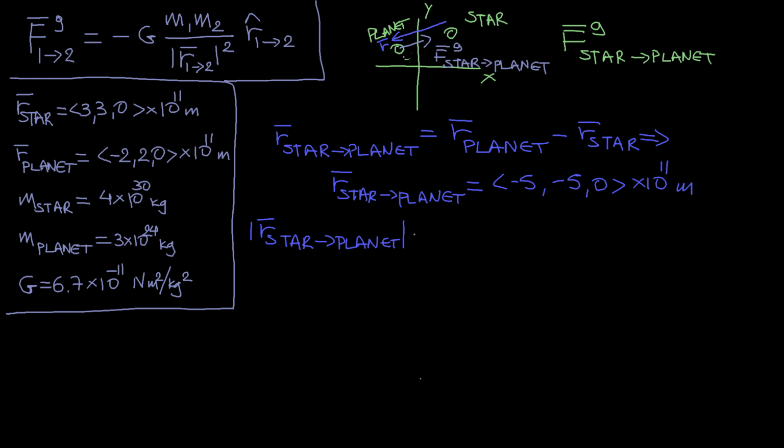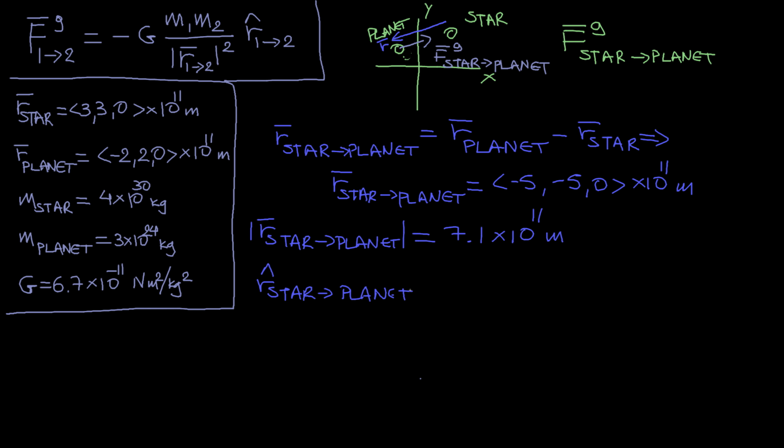And if you do these calculations, you will find that the magnitude is roughly 7.1 times 10 to the 11th meters per second. It is a good idea to do these calculations for practice, just to make sure that you're getting the same results as I did. Now, the next step is to find the unit vector that goes from the star to the planet.